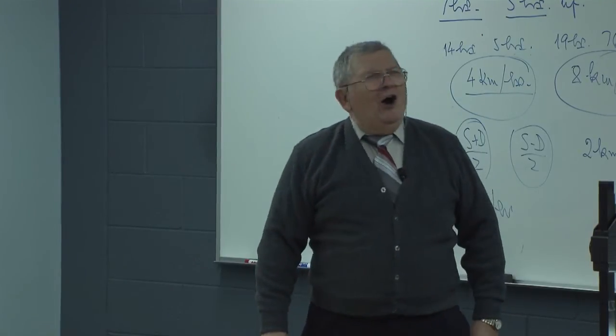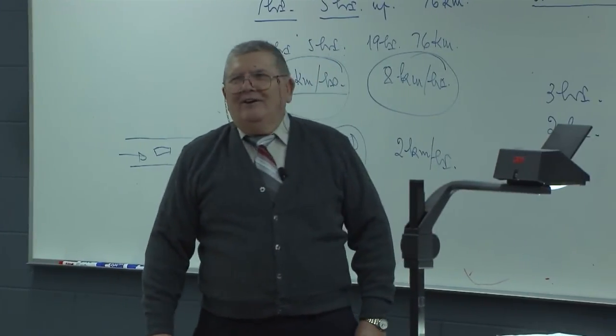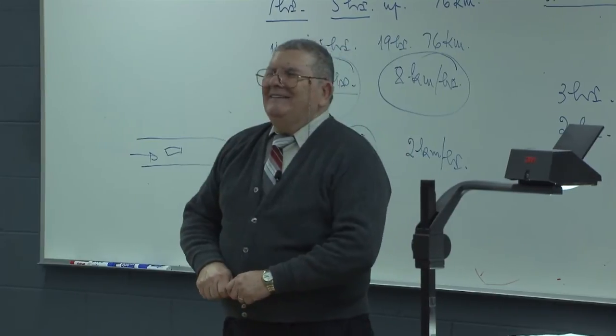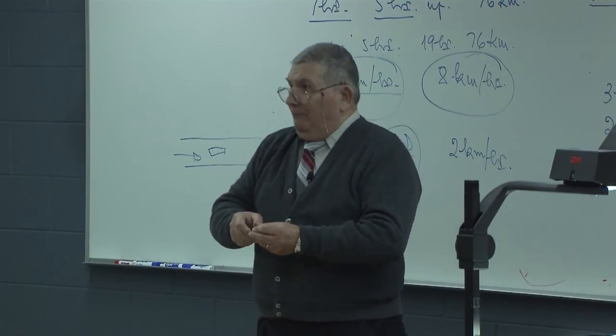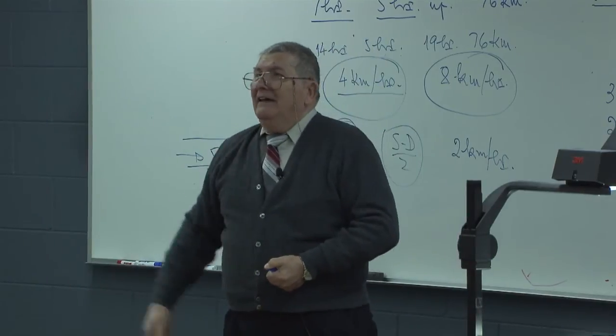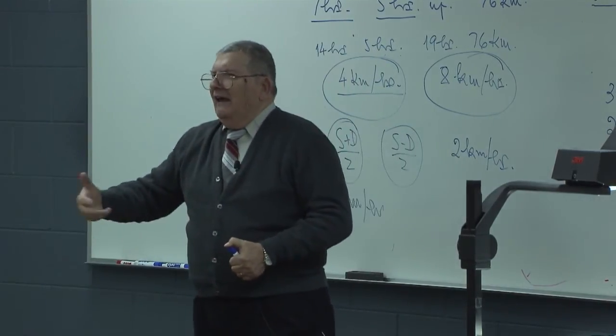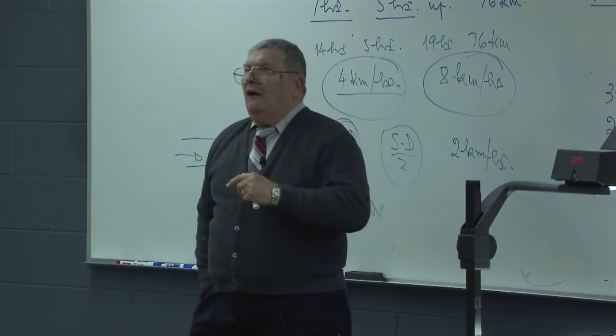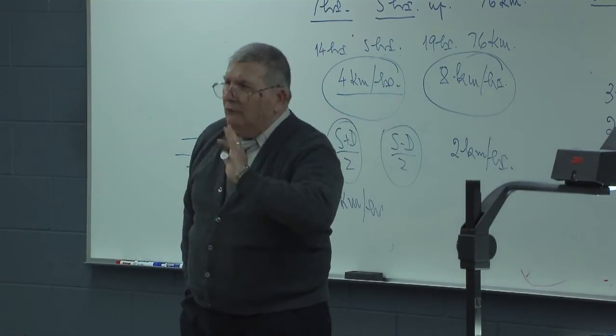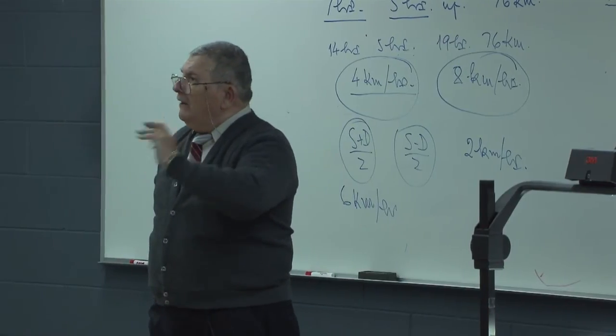70 times 3 is 200. Ha ha. No, no, no. The numbers are nice because I made them up as I spoke. That's why, but I could have made some others. How can we solve this problem with no equations?